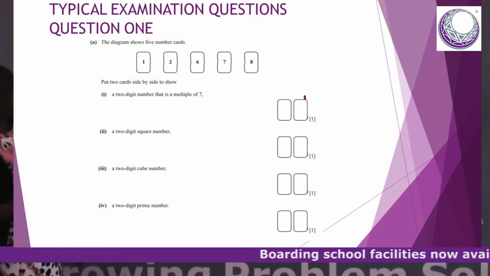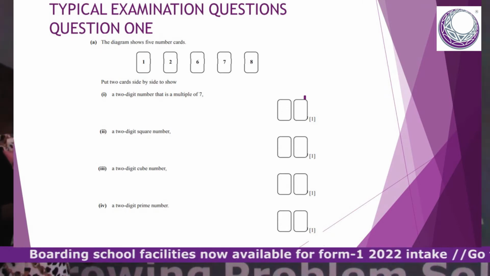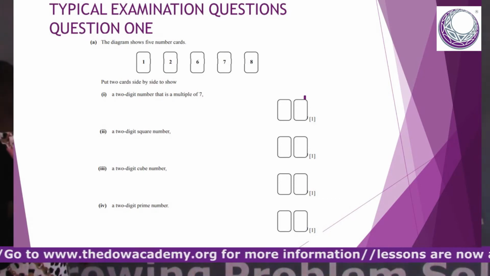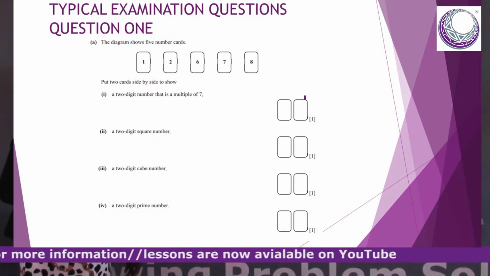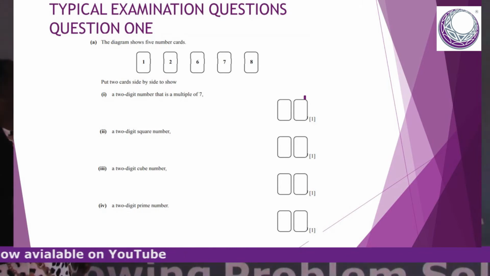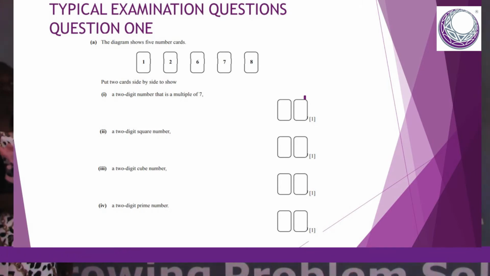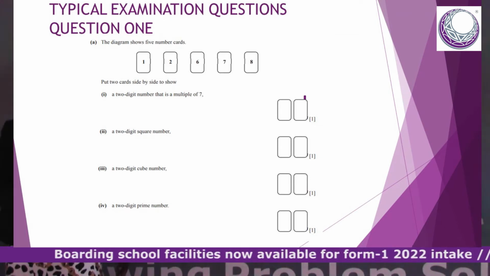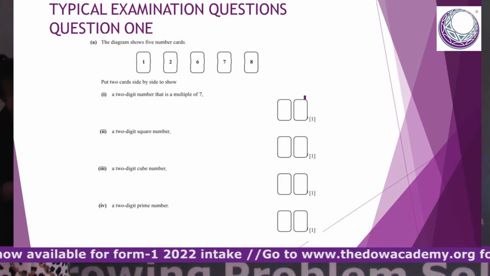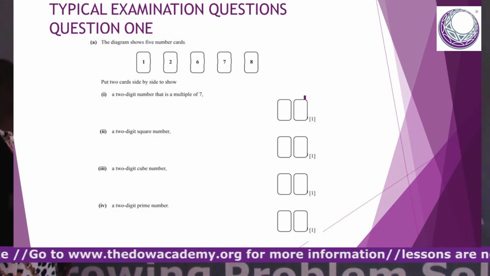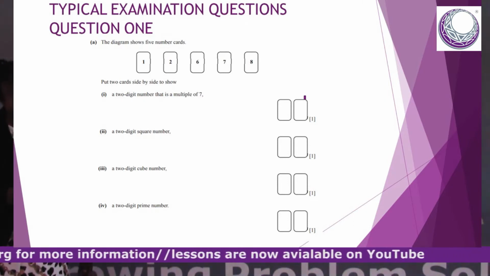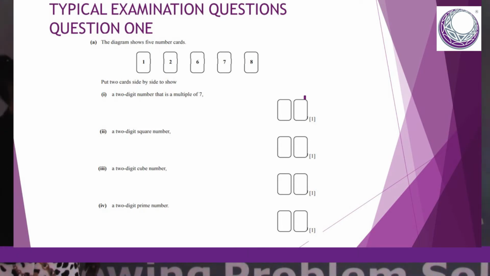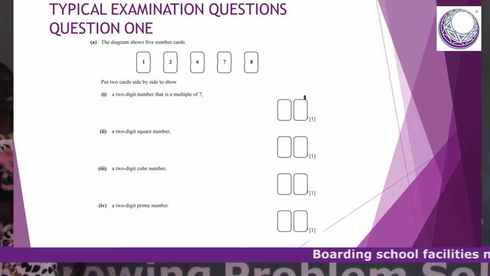So my first question is on the 5 cards, which are numbered 1, 2, 6, 7, and 8. The question says, put 2 cards side by side. In other words, it's a question whereby we need to form numbers. Sometimes people tend to get confused, but what is needed in this kind of question is to go through it and read the instructions. You just see that it's very simple to do, yes, but you need to know your types of numbers.